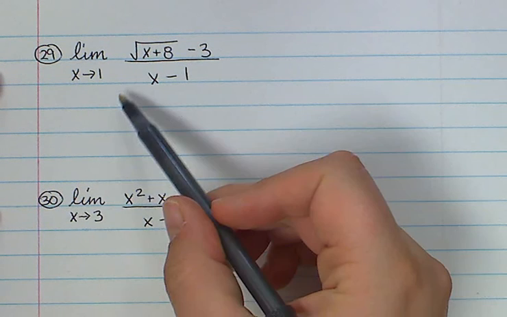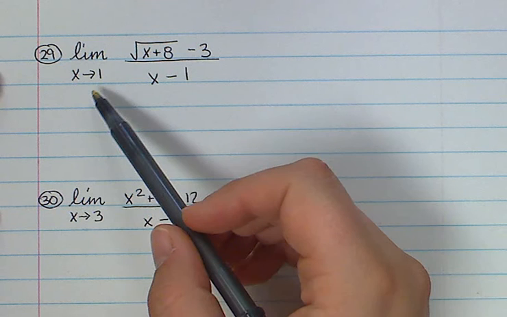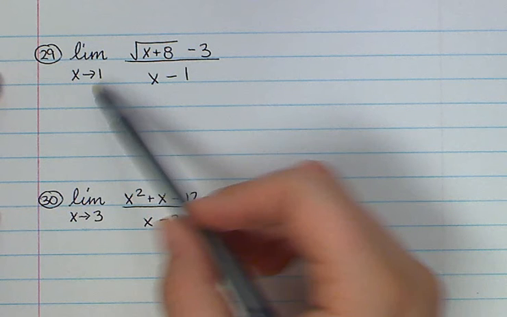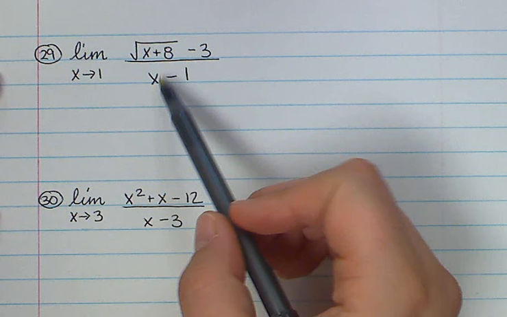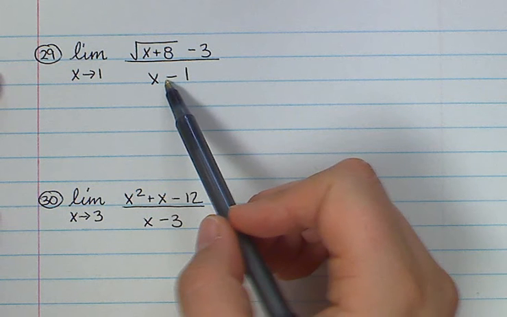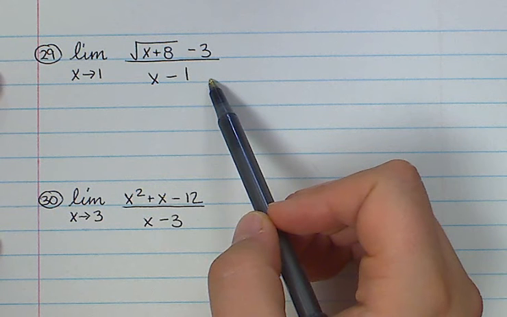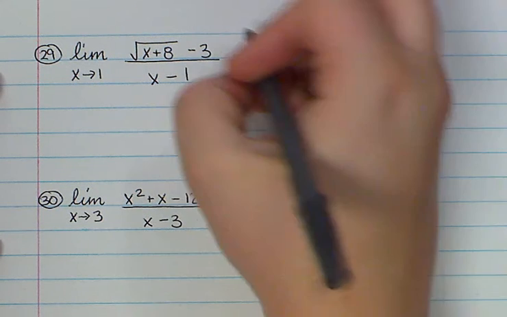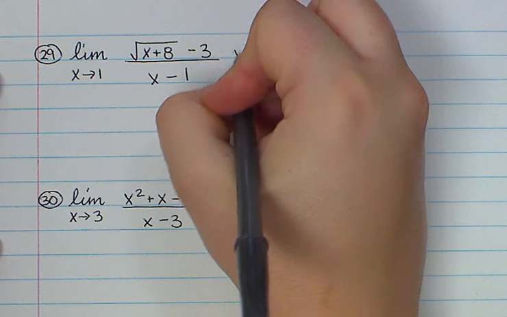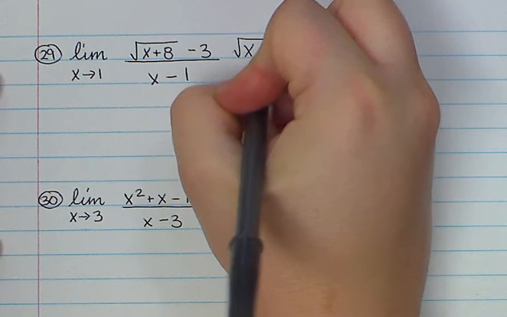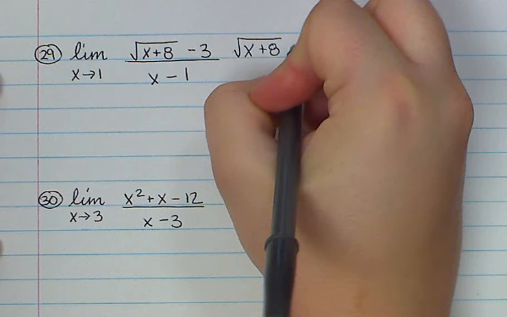Number 29. If I try direct substitution, I'll get a 0 on the bottom, on the denominator, which is undefined, so that gives me indeterminate form. Direct substitution won't work, so I'm going to try using a conjugate. In this case, the conjugate would be the square root of x plus 8 plus 3.